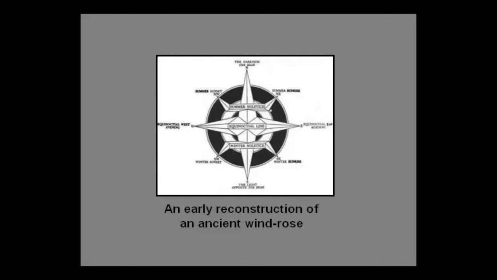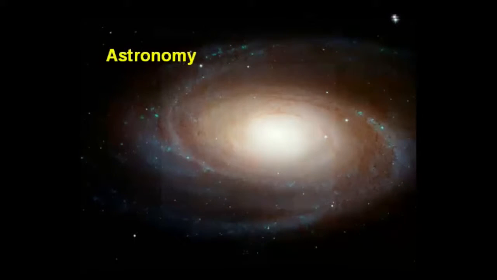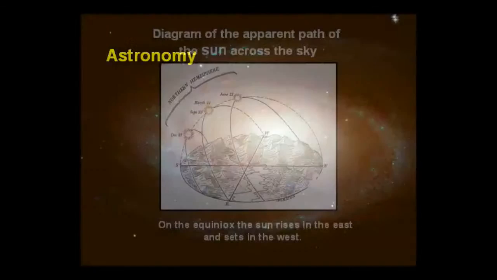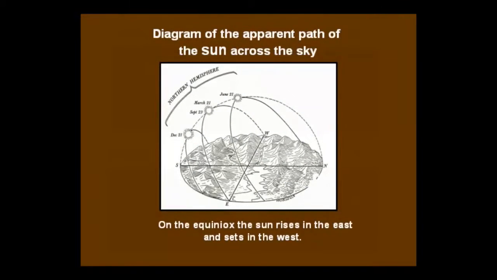This is an early windrose based on Aristotle's wind diagram. The east-west line on this windrose corresponds to the line drawn between sunrise and sunset at the equinox. Note that on the equinox, the sun rises precisely in the east and sets precisely in the west.